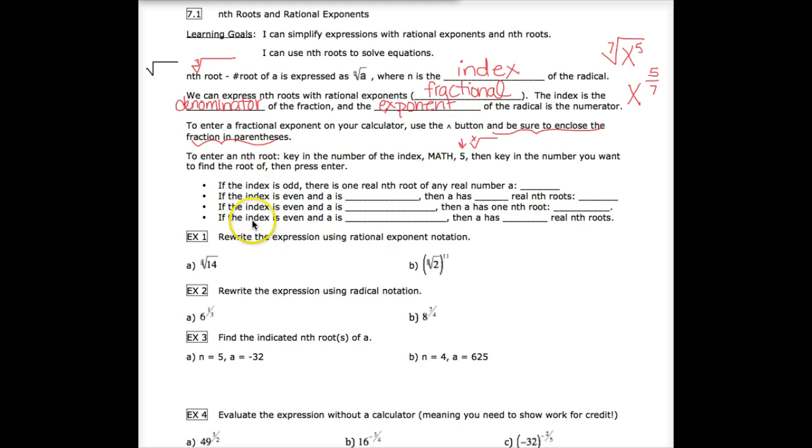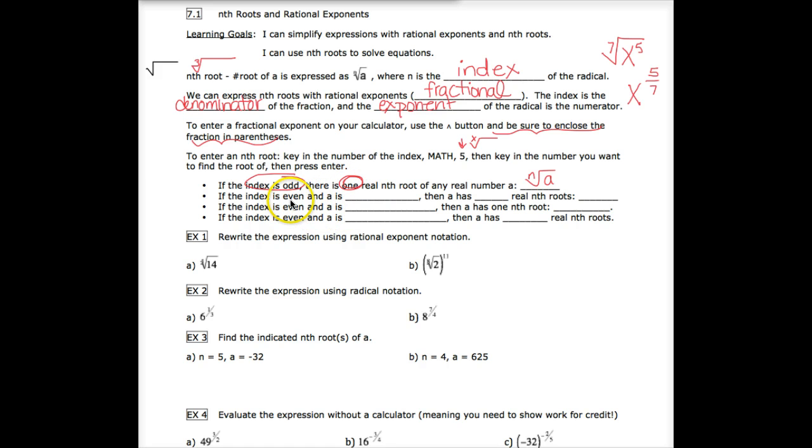Now, something to keep in mind now that we're taking all kinds of roots and not just square and cube roots. If your index is odd, then there's only going to be one answer. And that answer is just going to be whatever the nth root is. So if we have the cube root of 8, there's just one answer. The cube root of 8 is 2.